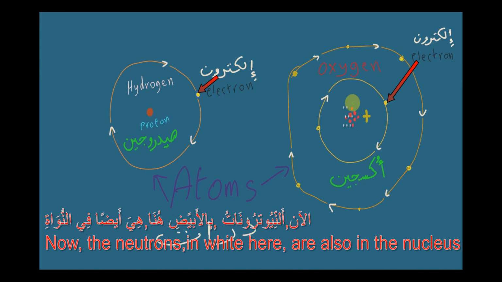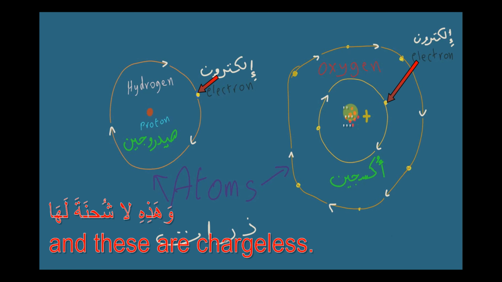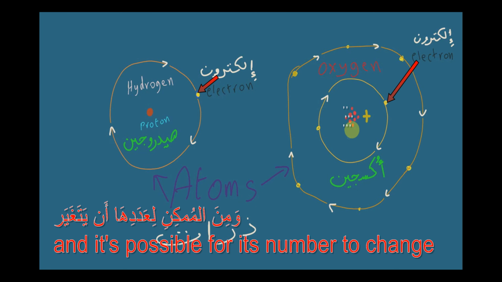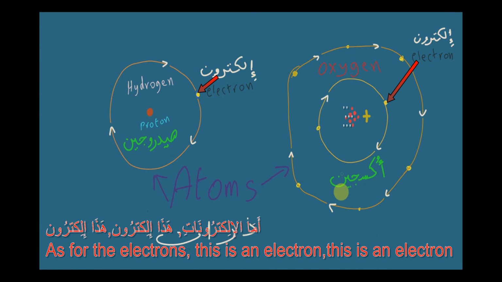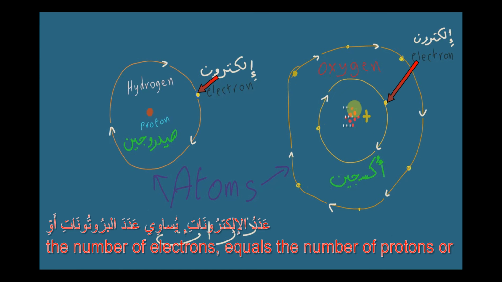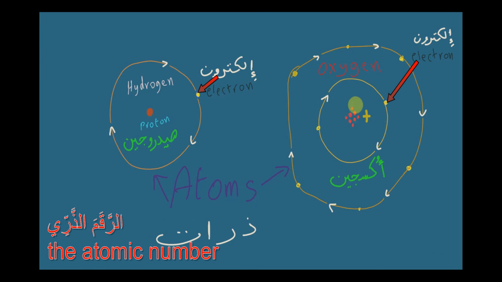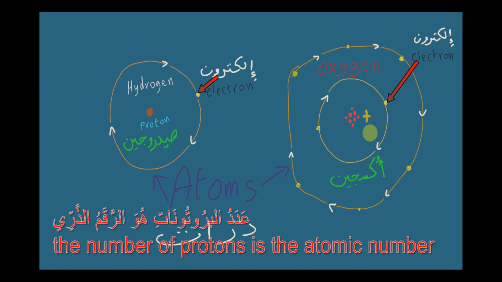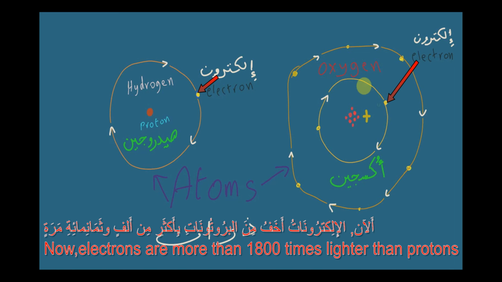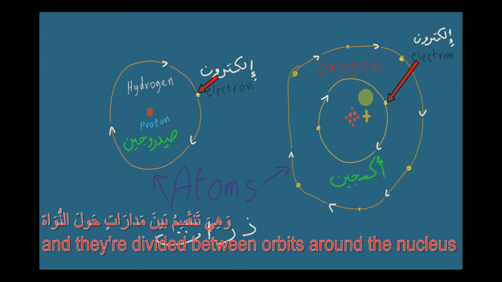Now, the neutrons in white here are also in the nucleus, and these are chargeless, and it's possible for its number to change. So they are not like the protons. The number of protons is fixed. As for the electrons, this is an electron, and so on. The number of electrons equals the number of protons, or the atomic number. Each element has a unique, unchanging atomic number. The number of protons is the atomic number. Now, electrons are more than 1800 times lighter than protons, and they're divided between orbits around the nucleus.